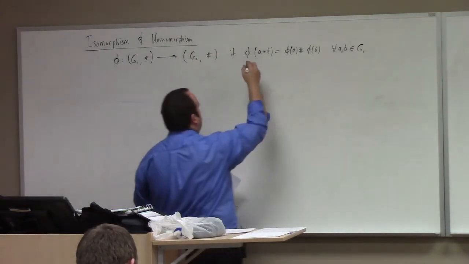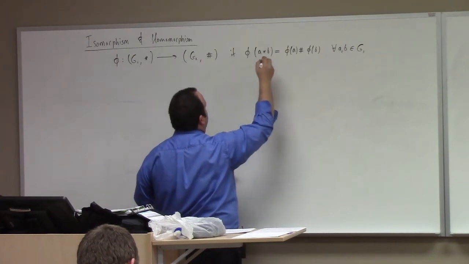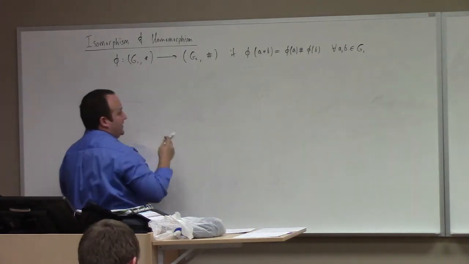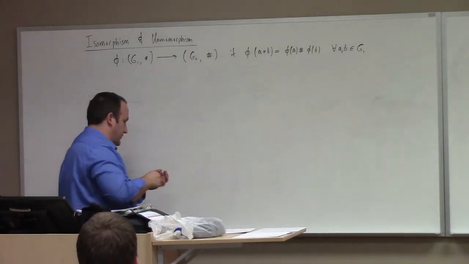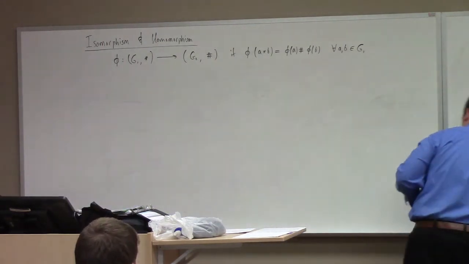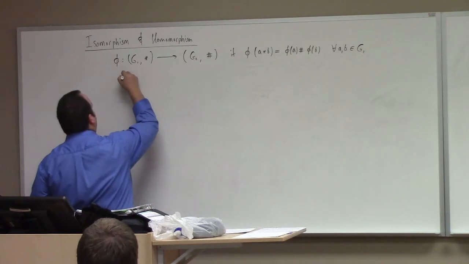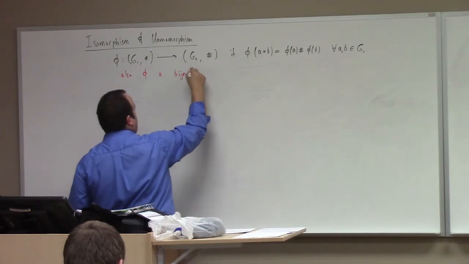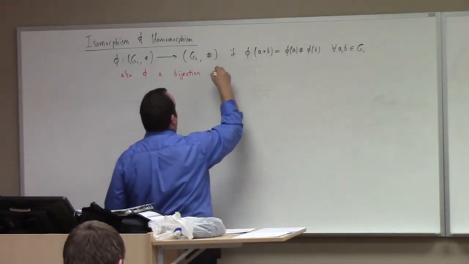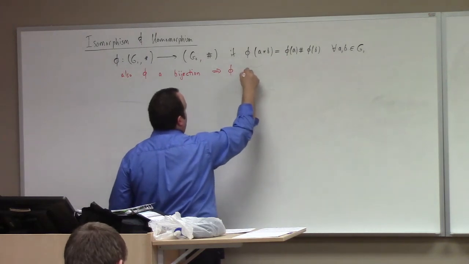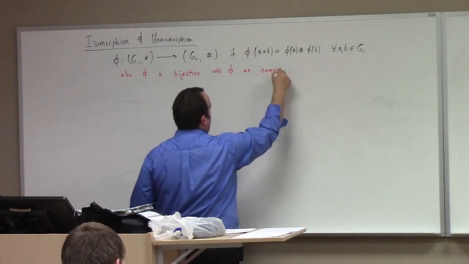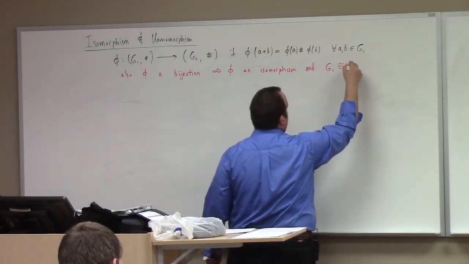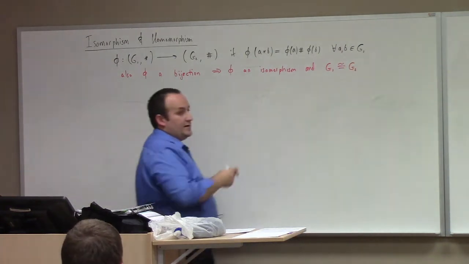And then if, in addition, we also tack on to this what additional feature? If it's a bijection, then what do we get? If we got a bijection which is also a homomorphism, then what? Right, phi is an isomorphism, and then what do we say? G1 is isomorphic to G2, aka G1 and G2 are isomorphic.